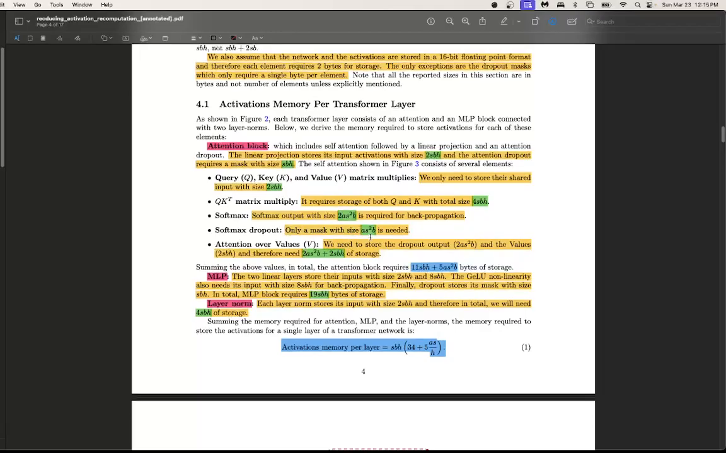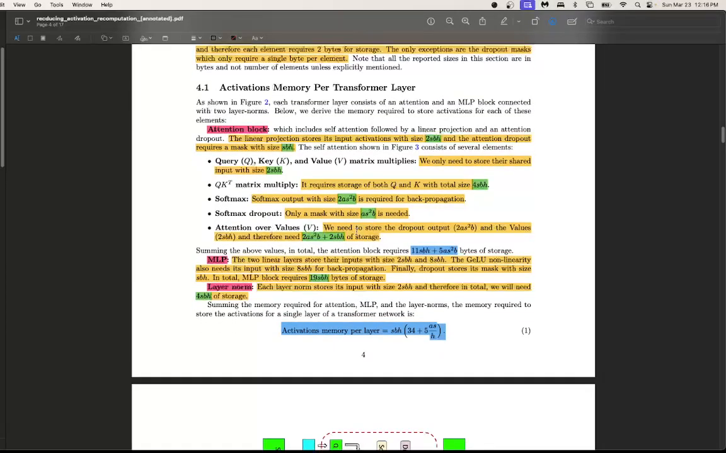Then for dropout, we only need the AS squared B because it's only 1 byte per parameter, because the dropout mask is just like a Boolean mask, like it's just 1 or 0 basically. So we can use the lower precision. We don't need like 16 or 32 bits.